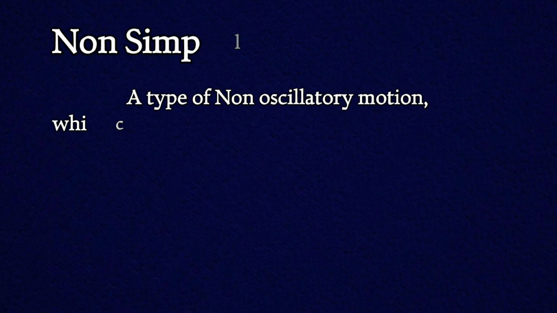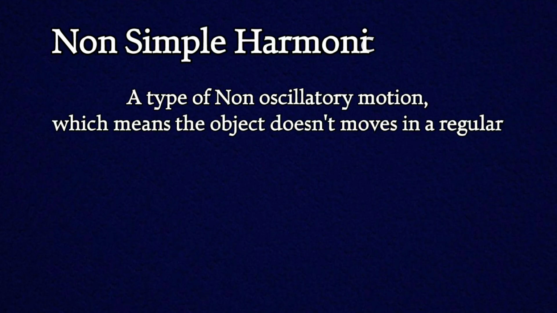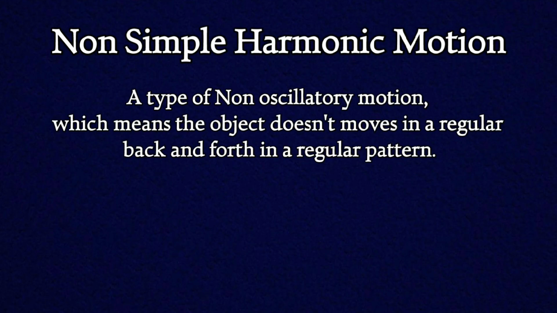Non-simple harmonic motion, on the other hand, is not oscillatory. It doesn't follow a regular back and forth pattern. For example, think about something moving in a circle. This is an example of non-SHM because the motion isn't a simple back and forth oscillation. Instead, it is continuous circular motion.